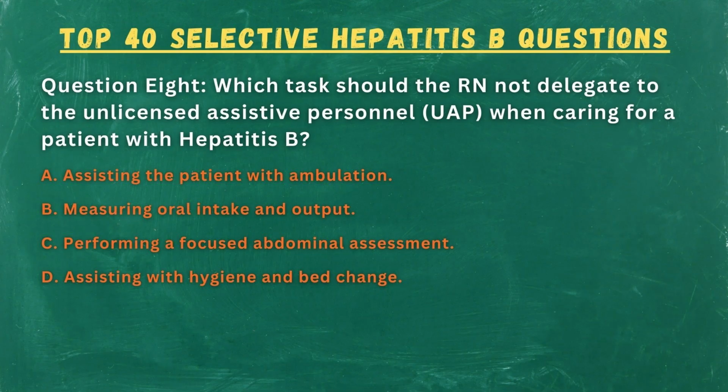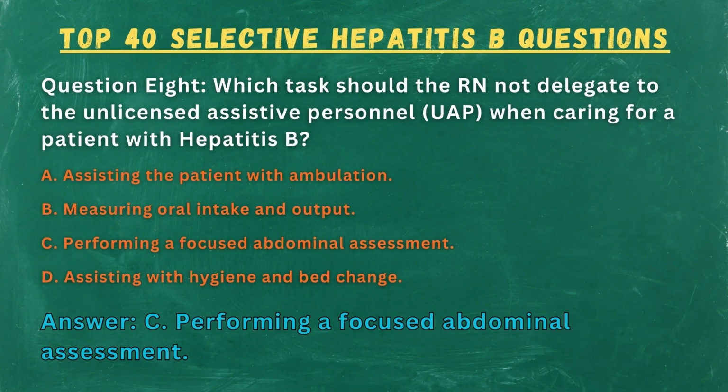Question 8. Which task should the RN not delegate to the unlicensed assistive personnel, UAP, when caring for a patient with hepatitis B? A. Assisting the patient with ambulation. B. Measuring oral intake and output. C. Performing a focused abdominal assessment. D. Assisting with hygiene and bed change. Answer. C. Performing a focused abdominal assessment.